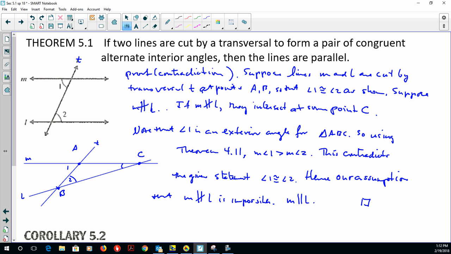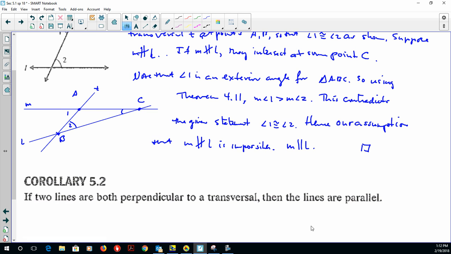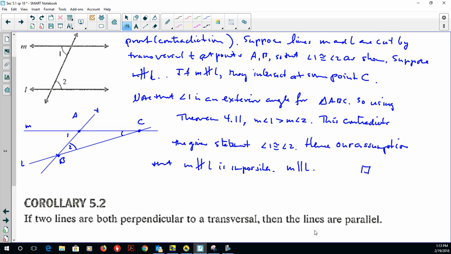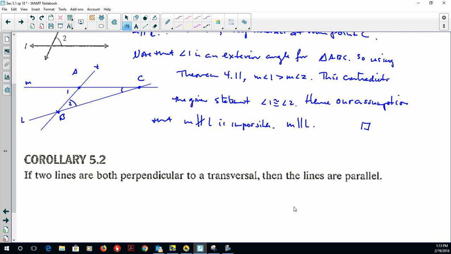Here's a corollary. Just to remember, corollaries are just little one or two step results from the previous one. Corollary 5.2 says if you have two lines and they're both perpendicular to the transversal, then they must be parallel. I'm going to outline a proof for you. If these two lines are perpendicular to the transversal, then that's a right angle, and that's a right angle.